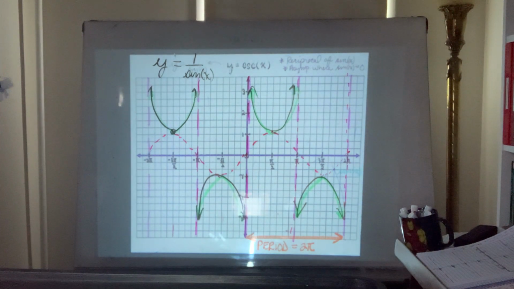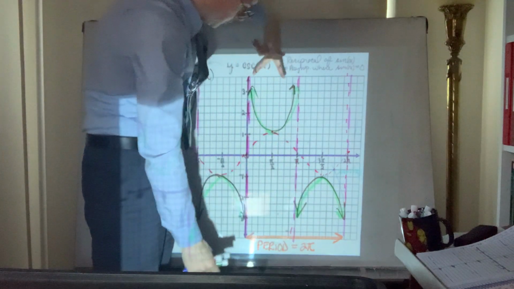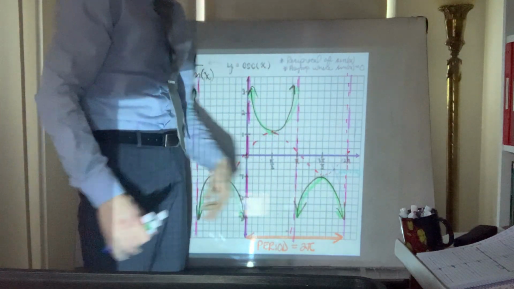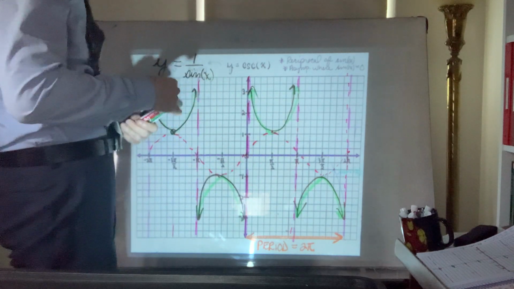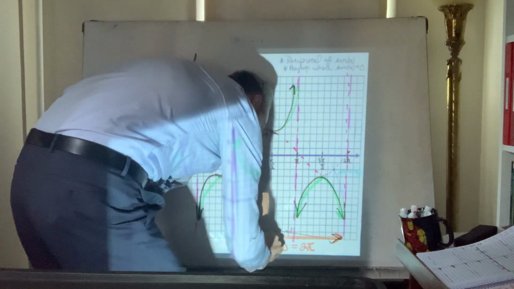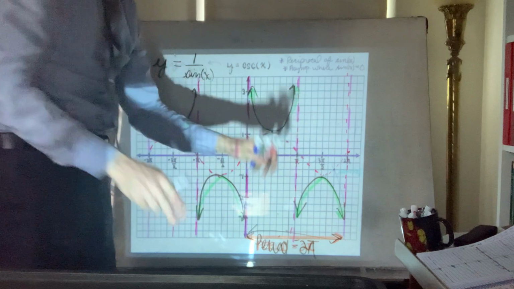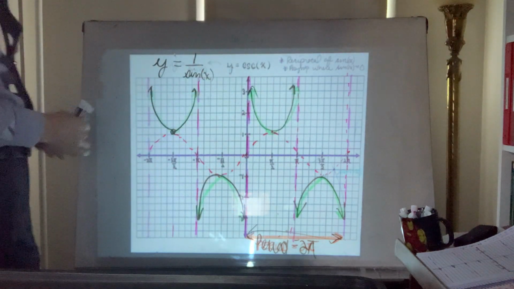The period is, once again, not just one of these curves, but one version of it upright and one of it pointing downward. So one blooming and one wilting, if you will. The period is still 2 pi to get a complete wave, non-sinusoidal, if you will.